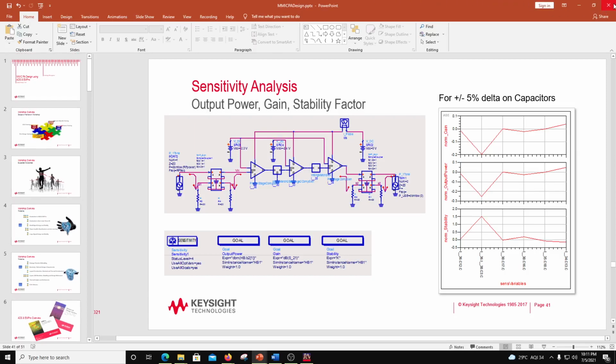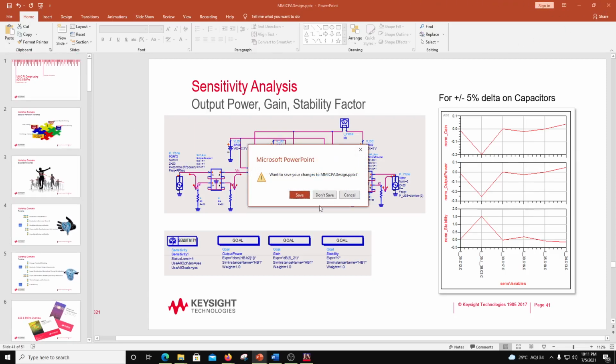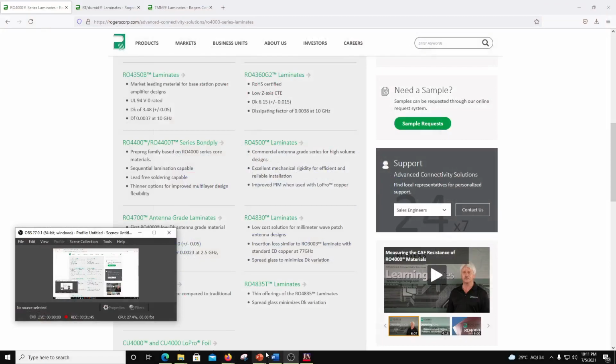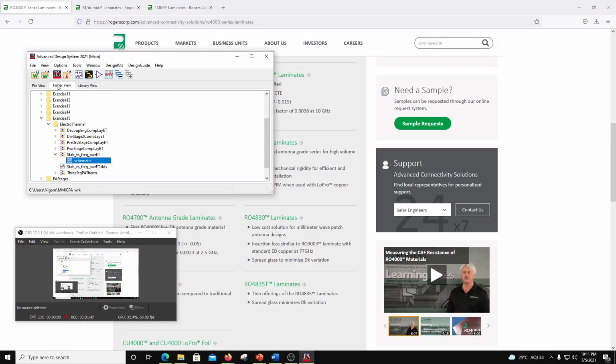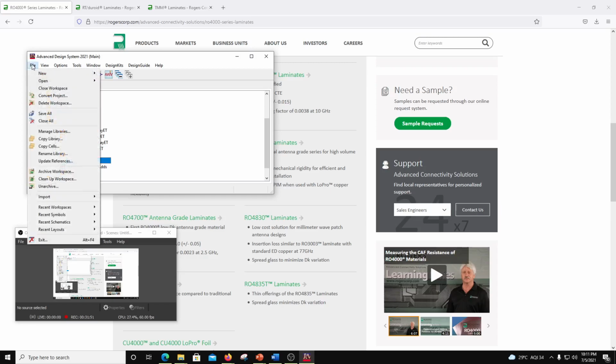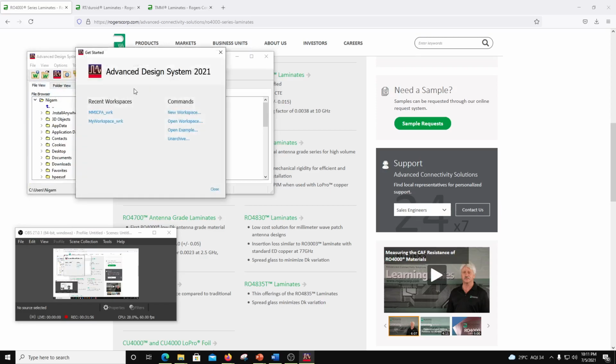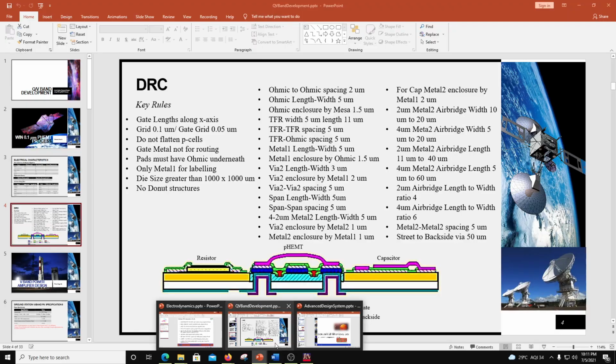So what I'm trying to say is that this Momentum which is there in ADS not only supports EM simulation, but it also supports electrothermal simulation, right? So let's close this workspace. Our focus of the day today is going to be Momentum.